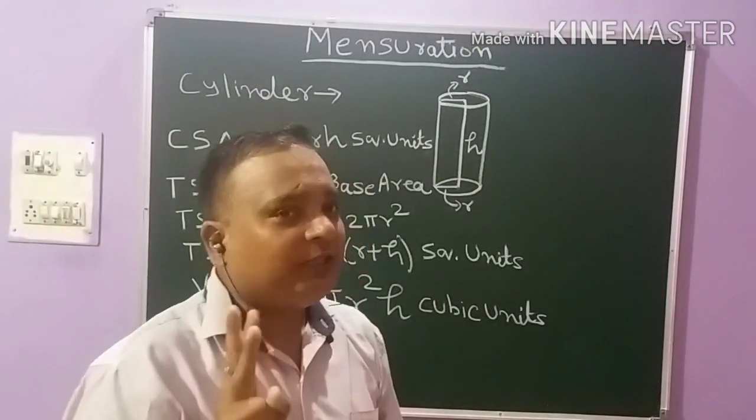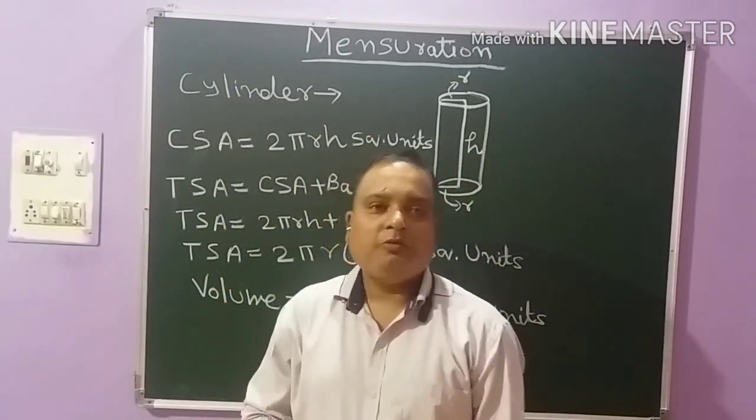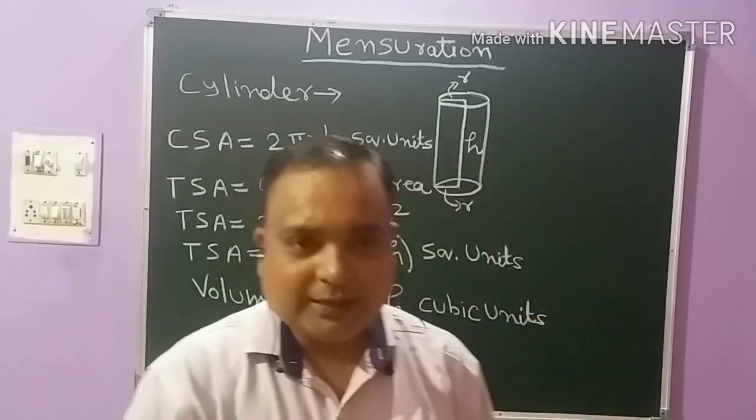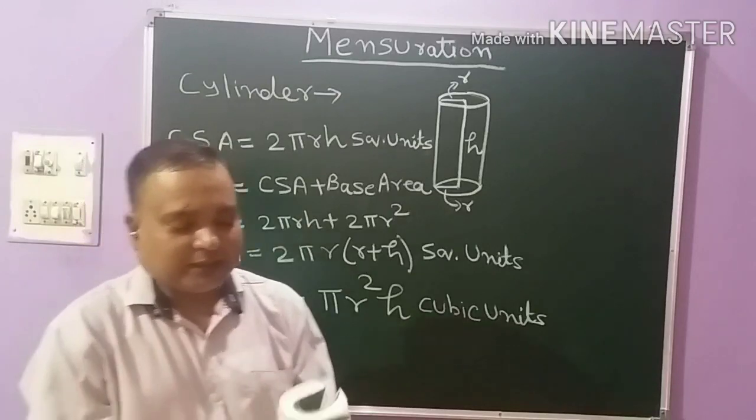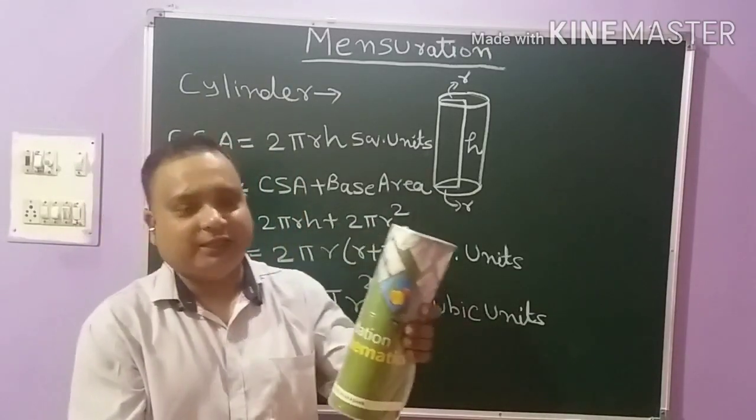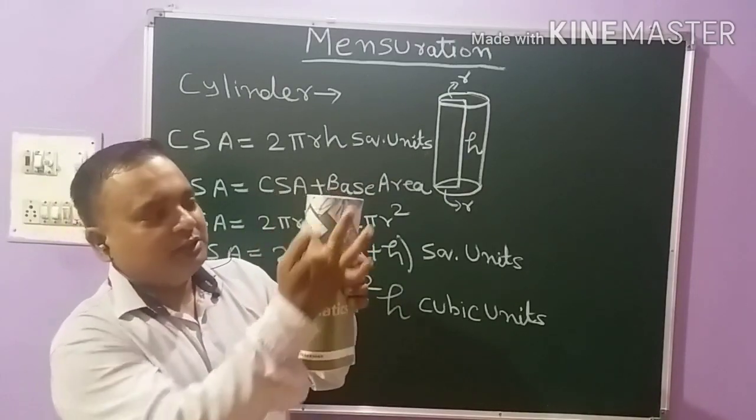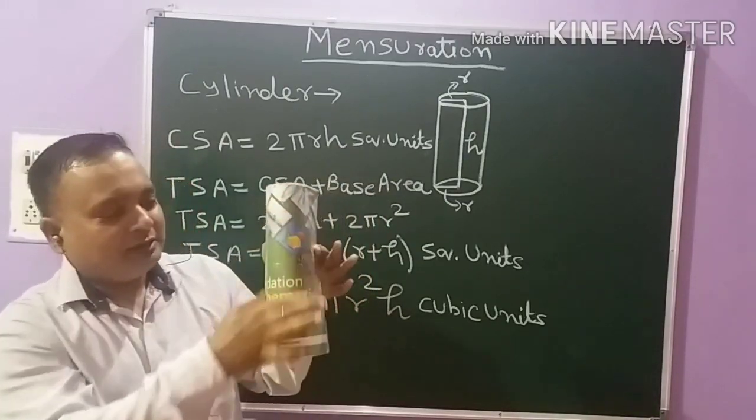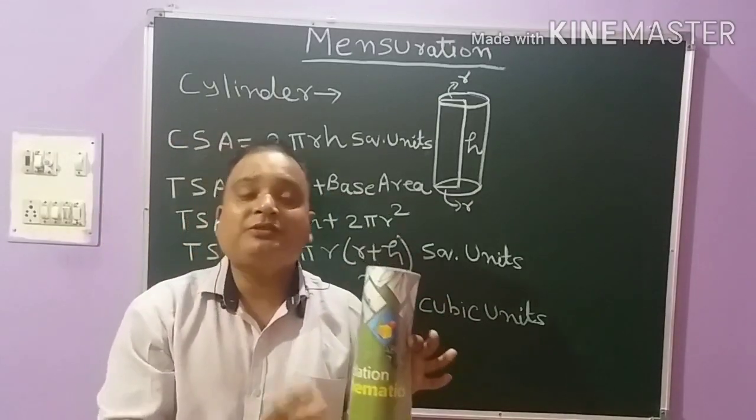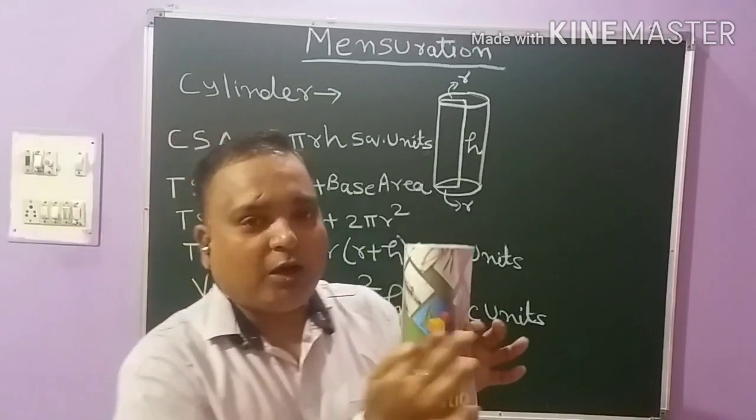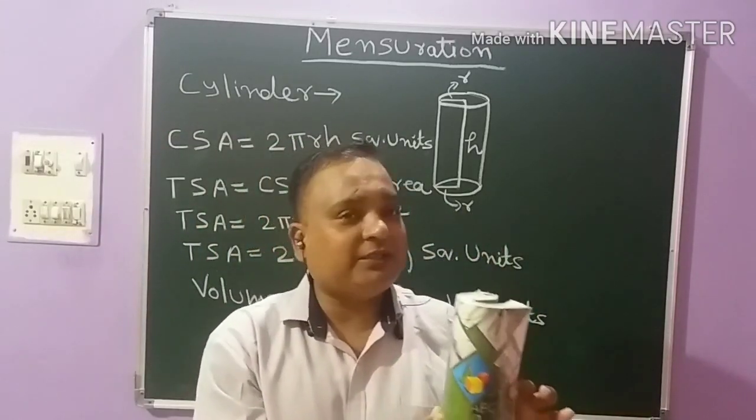Now in mensuration we find three parameters. First, the curved surface area of the object, second, the total surface area of the object, and third, the volume of the object. Now what is the curved surface area? For example, a cylinder has a surface that is like a curve. The area occupied by this curved surface is known as the curved surface area.